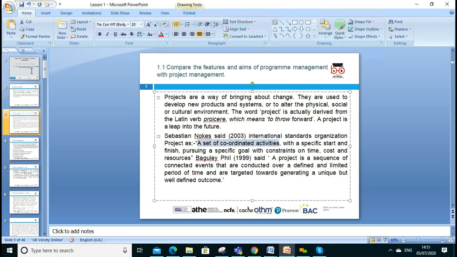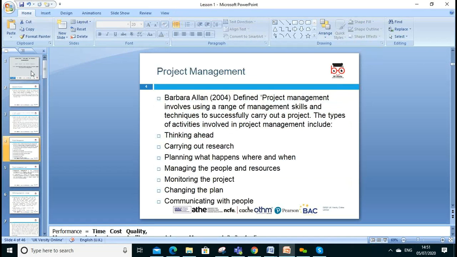According to Sebastian Rox, the International Standards Organization defines a project as a set of coordinated activities with specific start and finish dates, where clearly we discuss time, cost, and resources. Then, according to Phil, a project is a sequence of connected events conducted over a defined and limited period of time, targeted toward generating unique and well-defined goals.